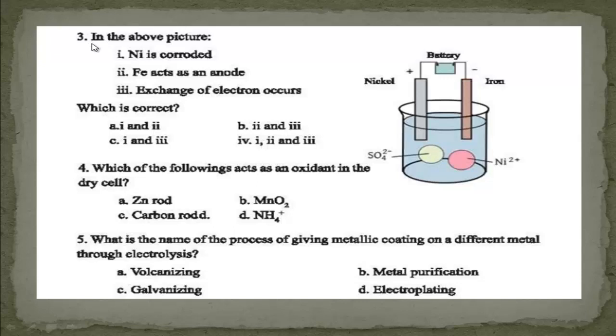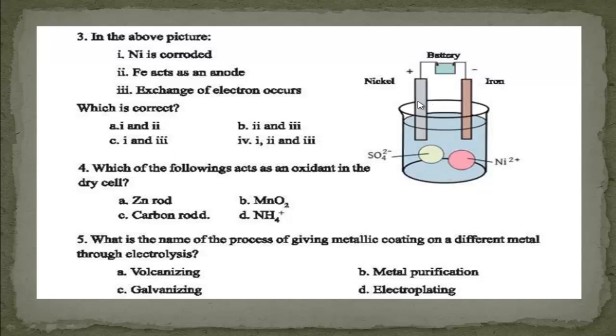Now follow the 3 number MCQ question. In the above picture, nickel is corroded. Yes, nickel is corroded, because this is a nickel rod and this is an iron rod. This is used as anode and this is cathode. Now when electricity is supplied, it will be positively charged, it will be negatively charged. So what will be the reaction here? Nickel, and nickel sulfate solution is used as electrolyte. That means there are nickel ions and sulfate ions.